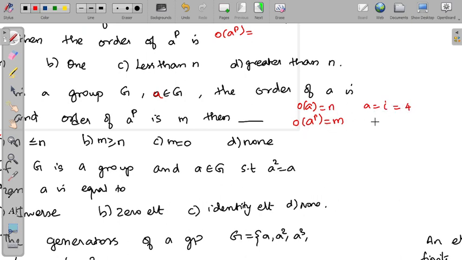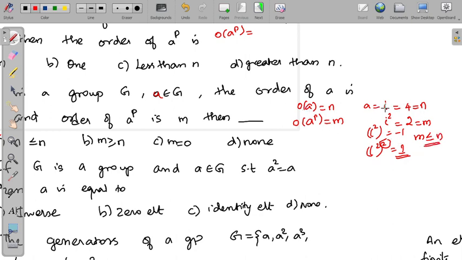Now I am taking the next element, I square. So I square is equal to minus 1. I square the whole square, which is equal to I power 4, is equal to 1. So here the order of the element A power P, I am taking as I square, and that order is, here you can see, 2. So this is equal to N and this is equal to M. So from this you can say M is less than or equal to N. So this condition is satisfied.